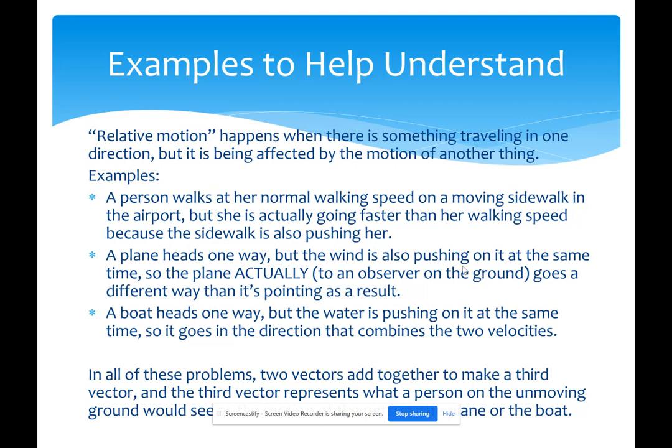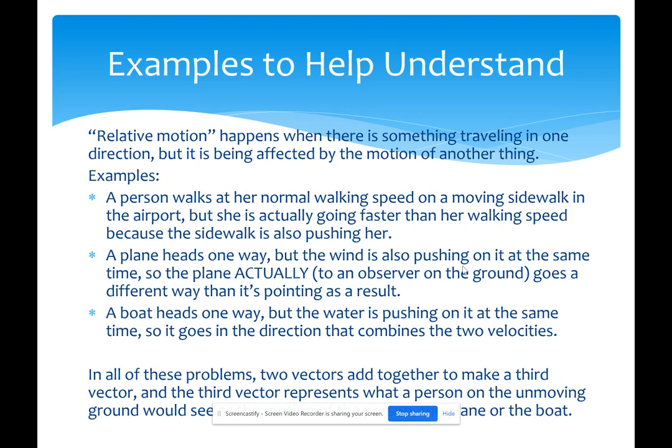Here are some other verbal examples, okay? Relative motion happens when there is something traveling in one direction, but it is being affected by the motion of another thing. For example, a person walks at her normal walking speed, but she's on a moving sidewalk in the airport. That means she's going faster than her walking speed because the sidewalk is also pushing her. A plane heads one way, but the wind is pushing on it at the same time, so the plane actually, to an observer on the ground, goes a different way.